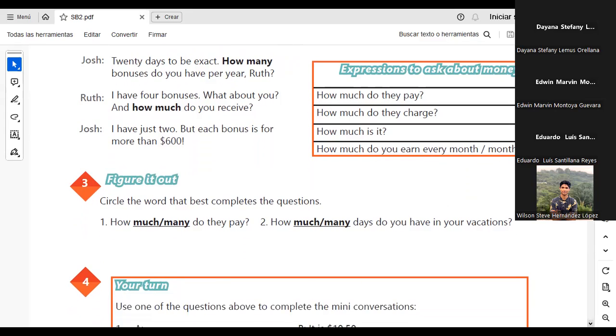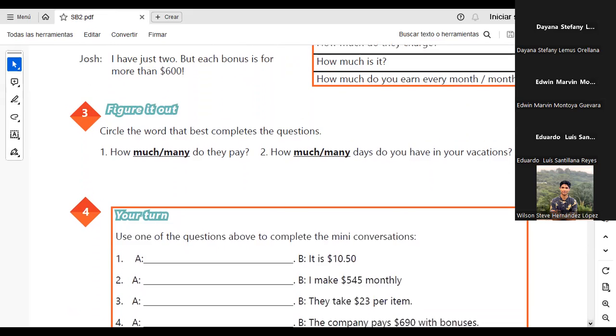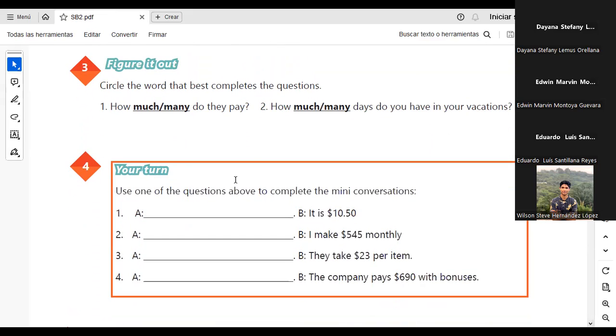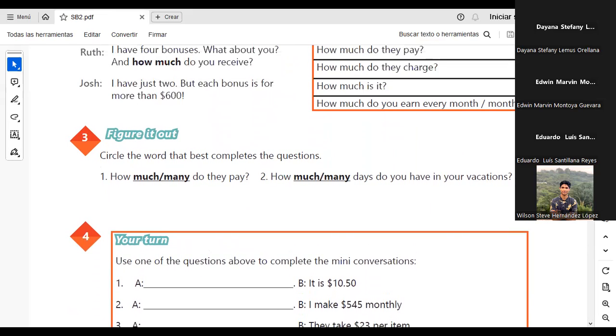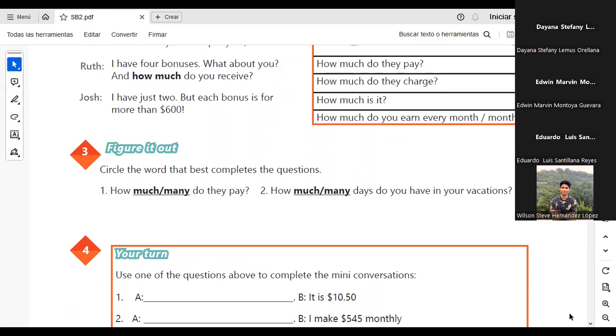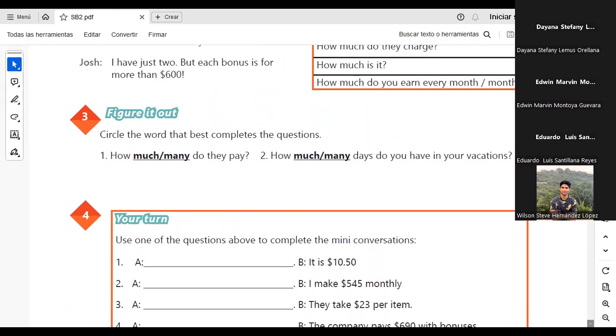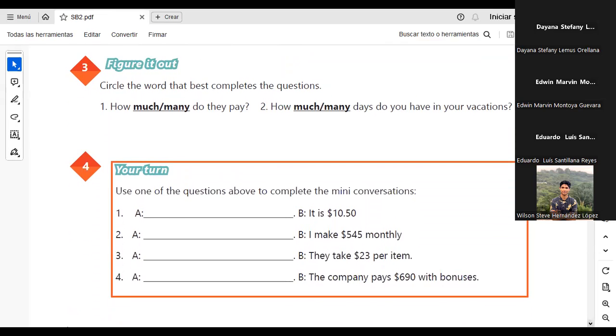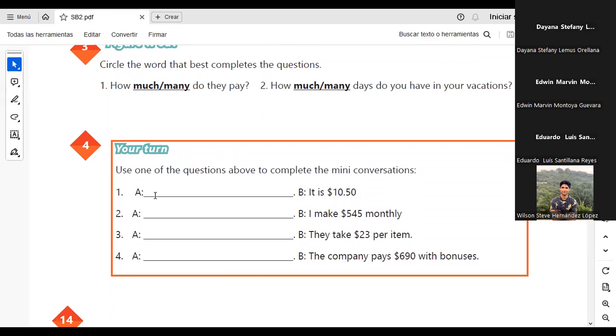Ok, here, look at the number four, exercise number four. Use one of the questions above. What the question above? This one, right? To complete the mini conversations. Okay, the mini conversations. Okay, A and B, A and B.